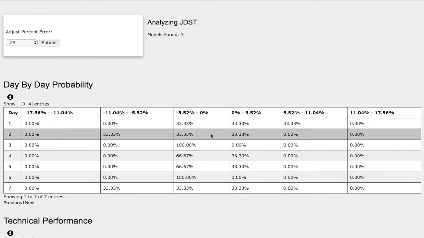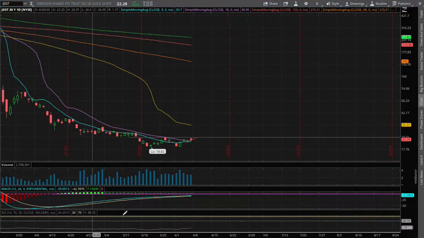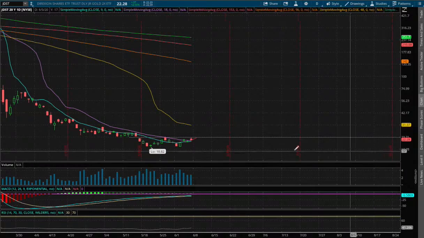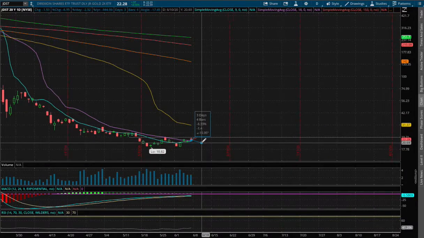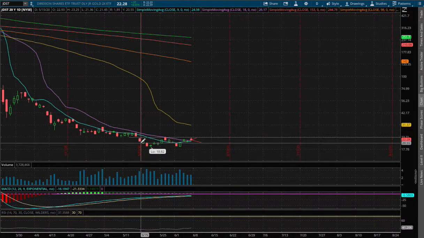So now to the downside, we have a 33% chance for JDST to fall between 0 to negative 5.5%. And on the extreme case, we have a 33% chance for JDST to fall between negative 5.5% to negative 11%. So let's just mark down negative 5.5% as our support to the downside. So 5.5% is roughly around a price of $20.80. That coincides with previous support here as well, that even dated back to May 15th.